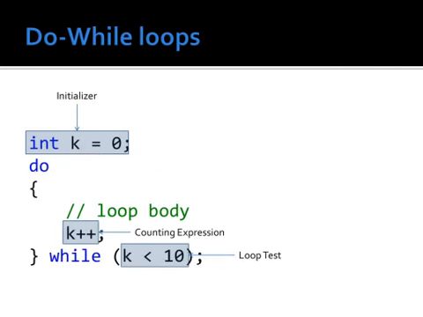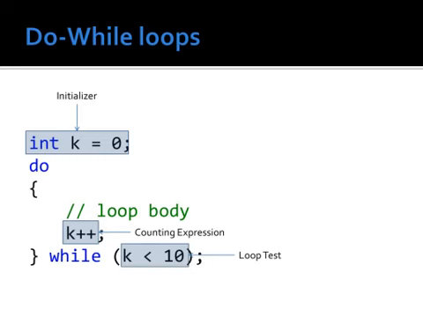Do while loops are almost exactly the same as while loops except for one key component. Do while loops will run once before checking the loop test. Notice here that the loop test is at the end of the loop and will be run after the loop body has been run once.